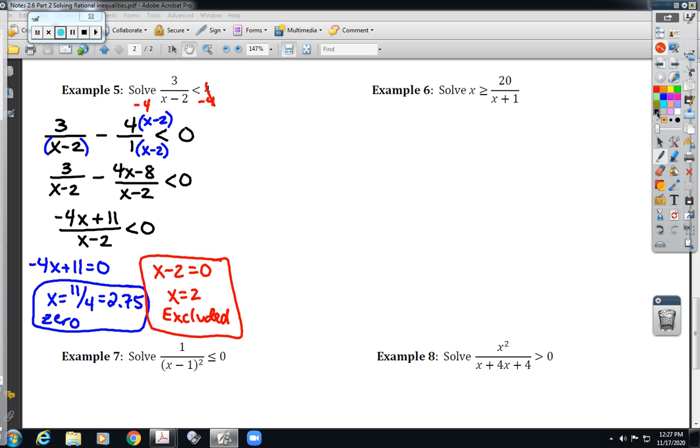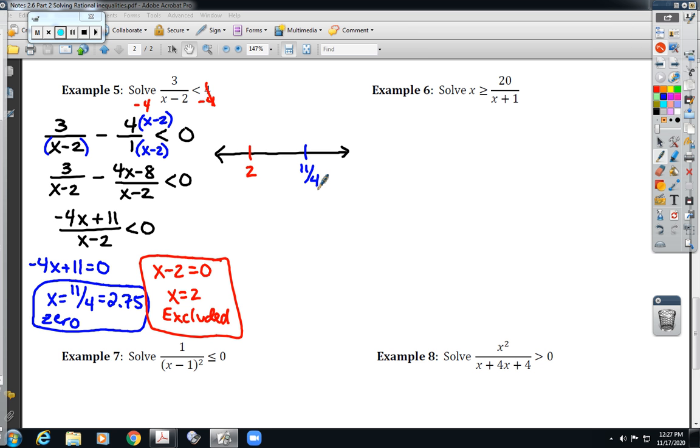So now we're good. We're ready for the sign chart. On that sign chart, we need our 0 and our excluded value. So we have our 0. Actually, let's put the excluded value. It's lower. So the excluded value is 2. And then we have our 0 of 11/4, or you could write 2.75.